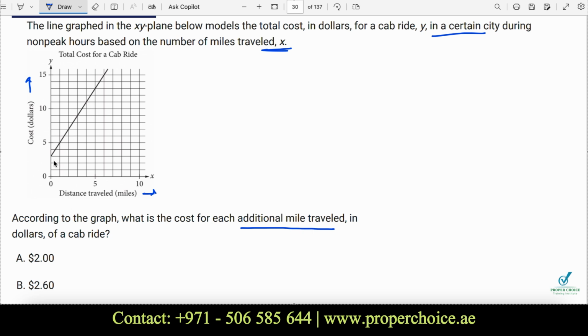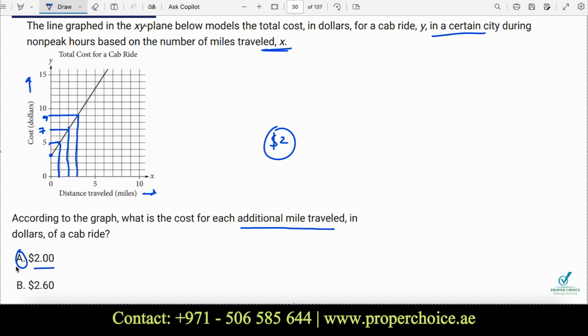If you look at this line, a person has to pay $5 after 1 mile. After 2 miles, the person has to pay $7. After 3 miles, the person has to pay $9. From where I am writing, 5, this is 7, this is 9. I am just calculating based on how many lines there are. So from this, what I can understand is per mile, how many dollars has been paid? Per mile, $2 has been paid for this ride. So we should go with option A.